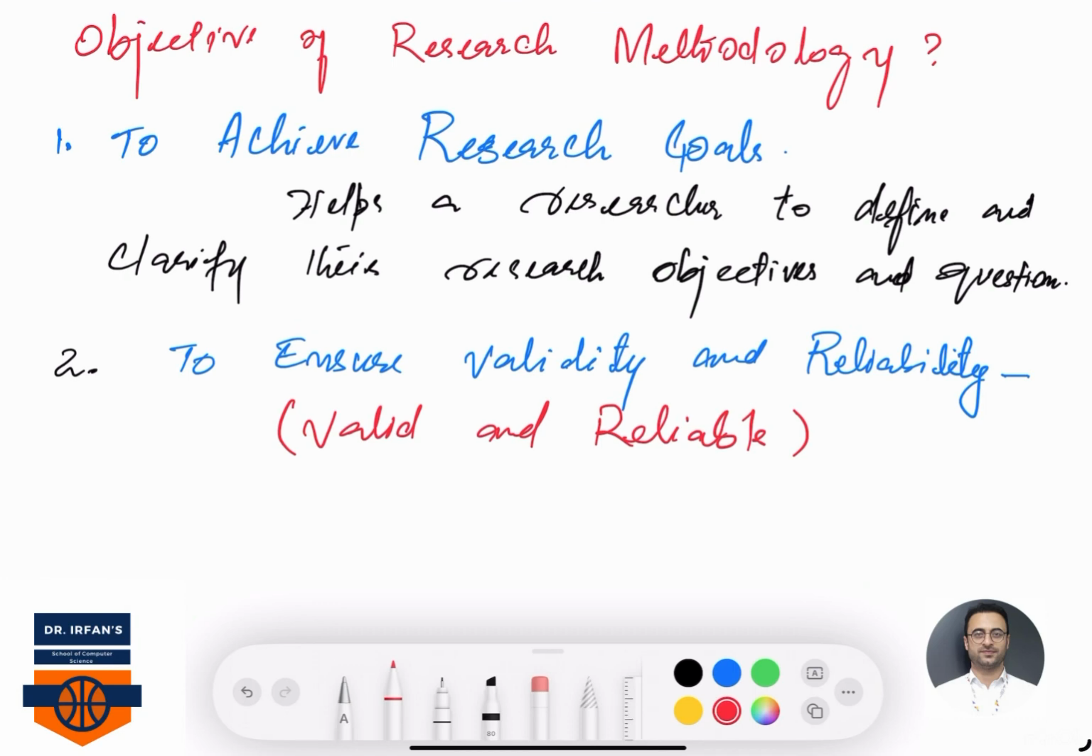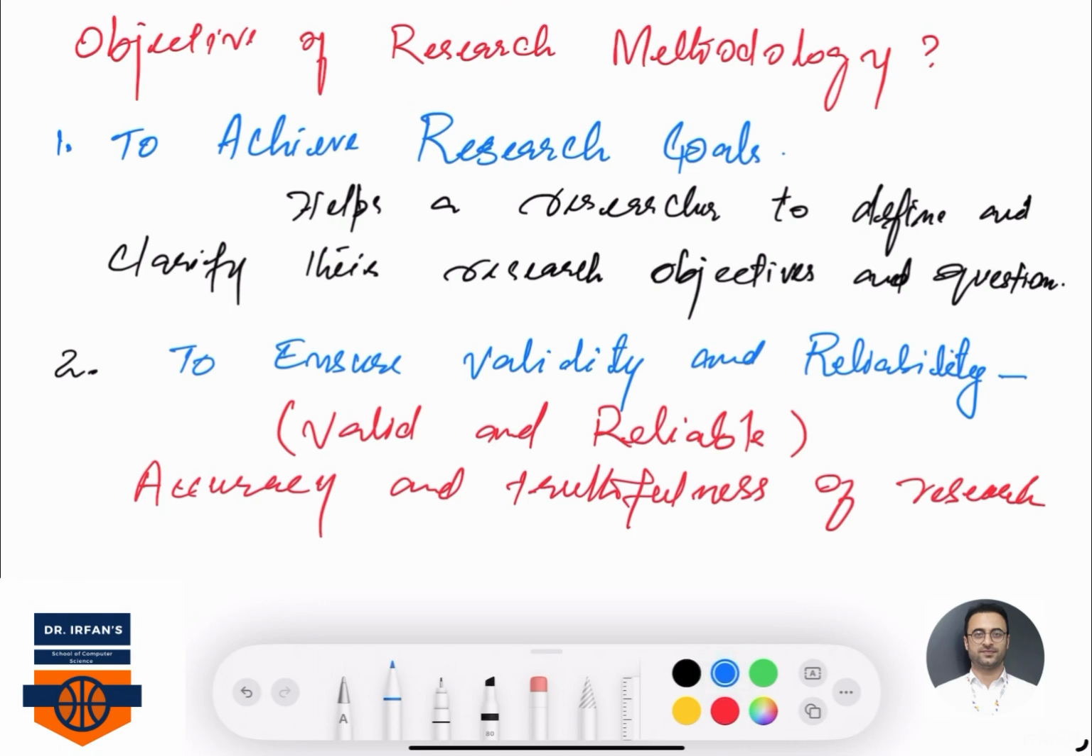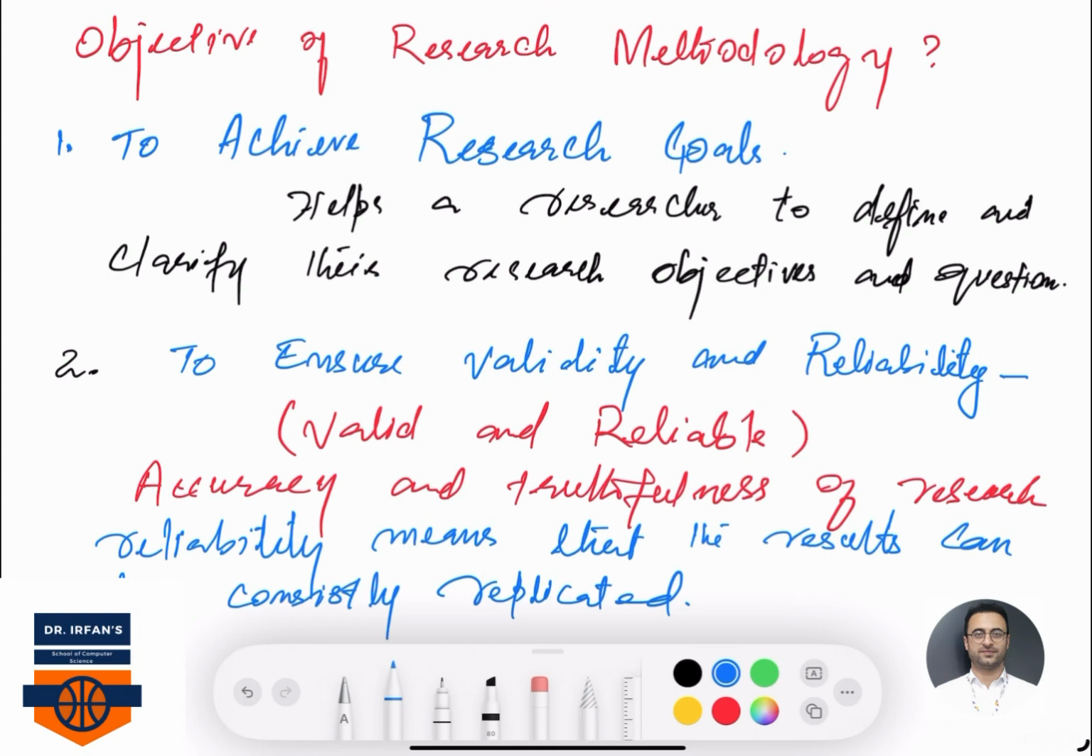Validity basically refers to the accuracy and truthfulness of research, and the reliability means that results can be consistently replicated. Research methodology brings you everything what you need to do in research.